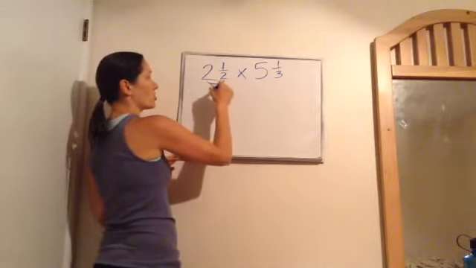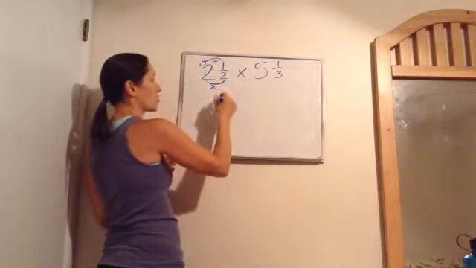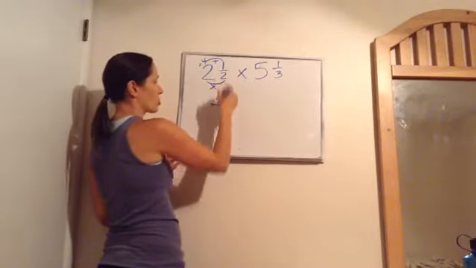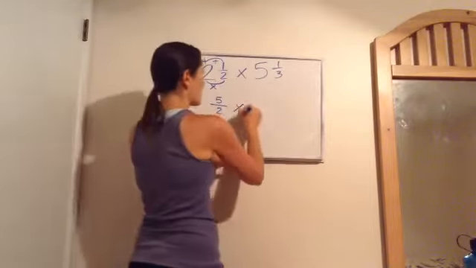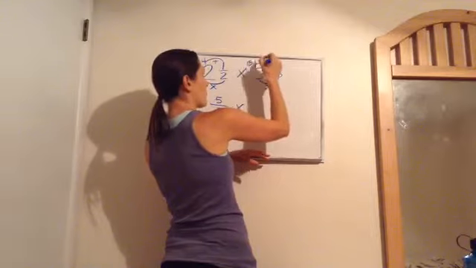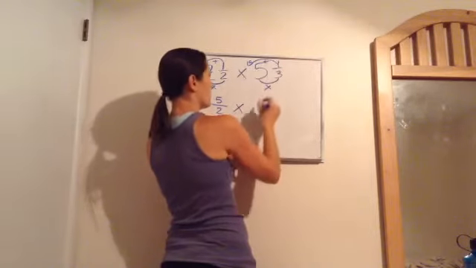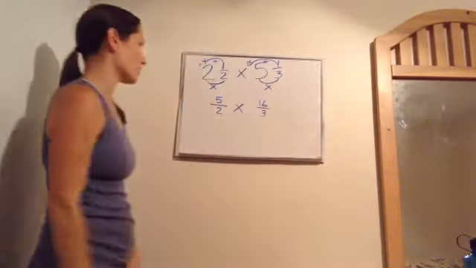You go 2 times 2 equals 4, and 4 plus 1 equals 5. And then you just use your denominator that you had there. Times, now let's do this one. 5 times 3, 15. 15 plus 1, 16. And then again, you just use your denominator.